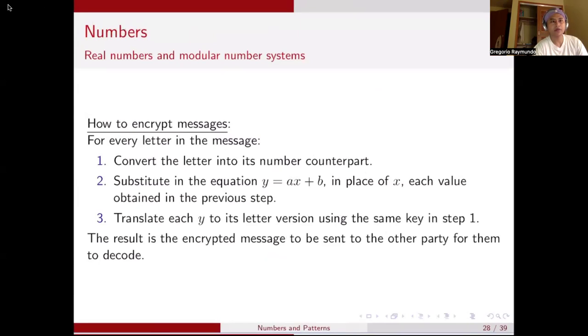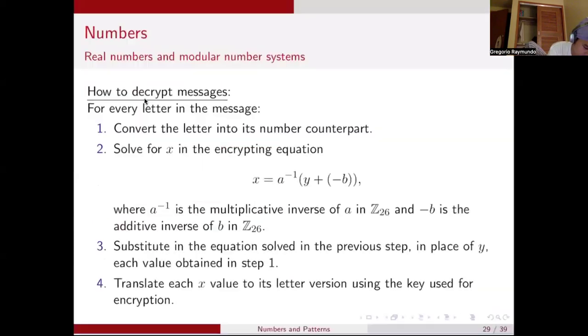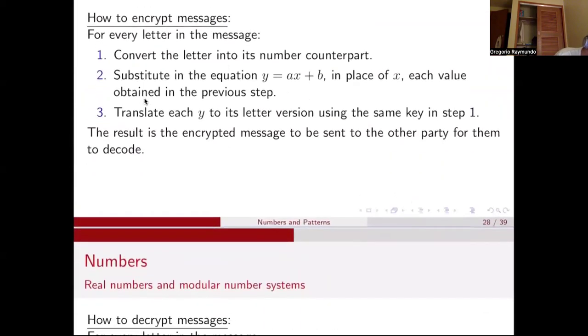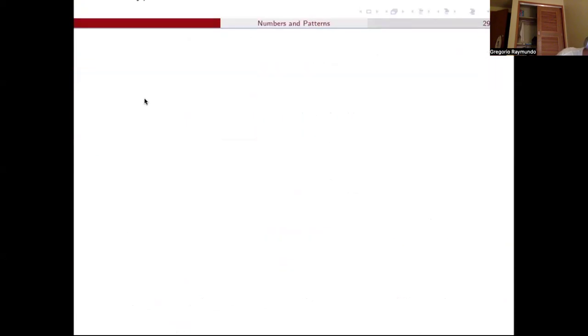Walang example. Okay. So halimbawa, let's try to convert hello. Convert natin yung hello. So, hello, convert the letter into its number counterpart. Example, hello.